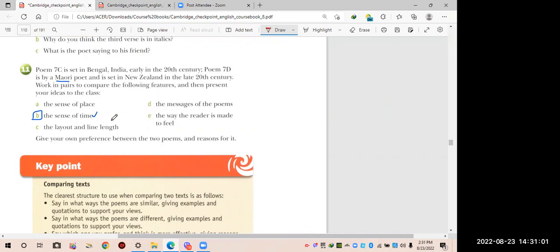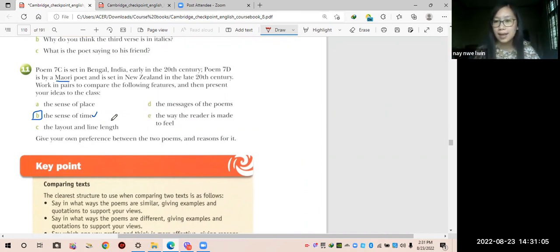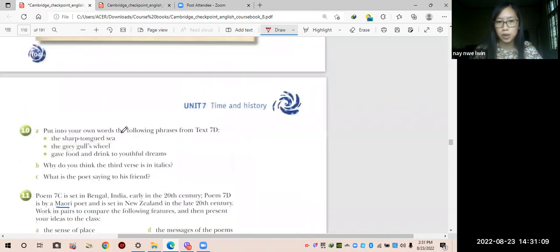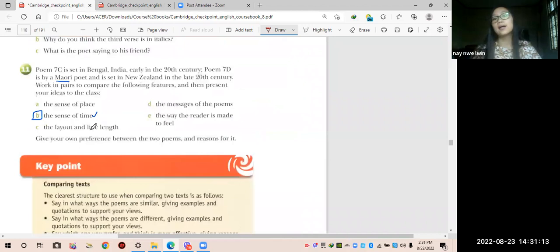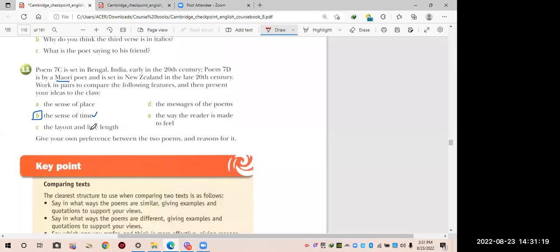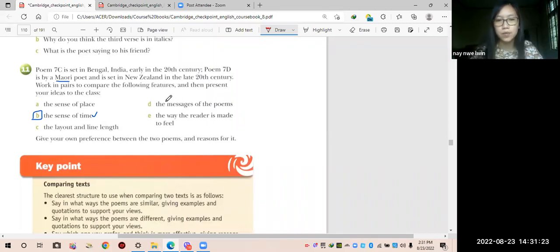Yes, sir. Okay, so both of the poems contain the same number of stanzas, right? And the line lengths are also quite similar to each other. So that is why we can see the layout and line length are quite similar to each other. So got it? I got it, sir. Okay, so we'll move to the next one now. Message is quite easy.